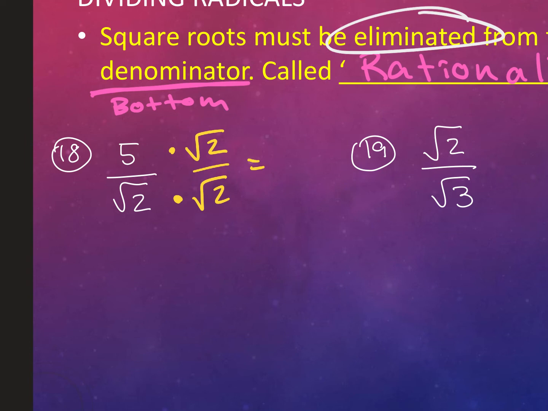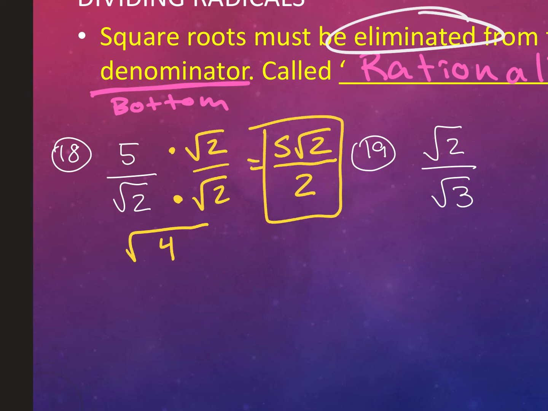So on the top, what's 5 times square root 2? 5 square root 2, awesome. And then on the bottom, what's square root 2 times square root 2? Just 2. Remember, this is like saying square root 4, which is 2. And that's our answer. Our whole goal here is to get that square root out of the denominator. Any questions here?